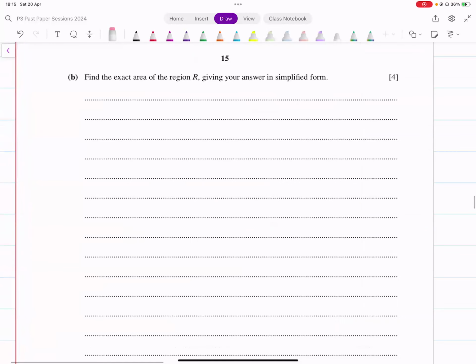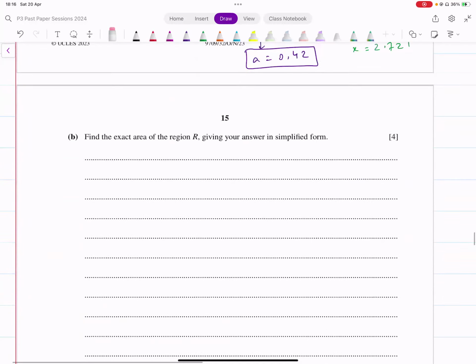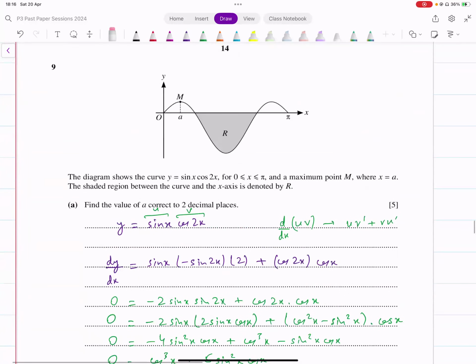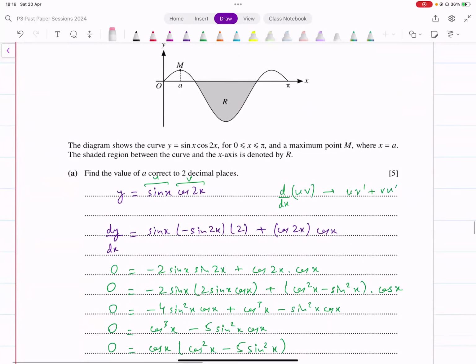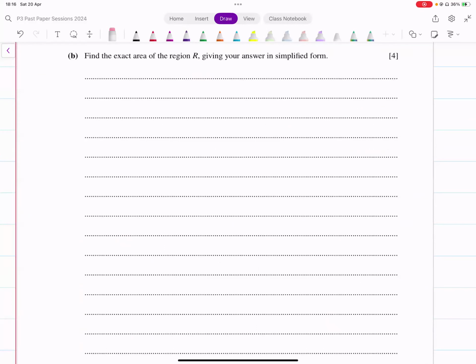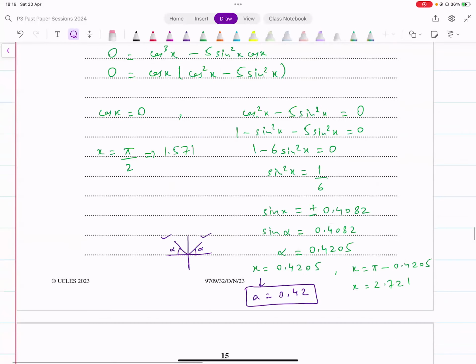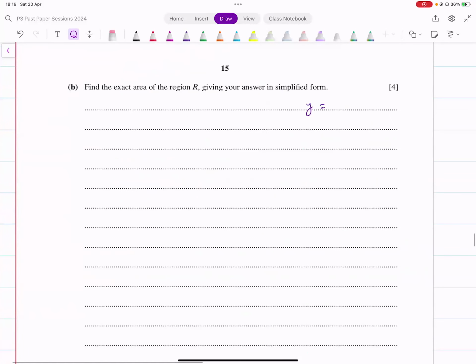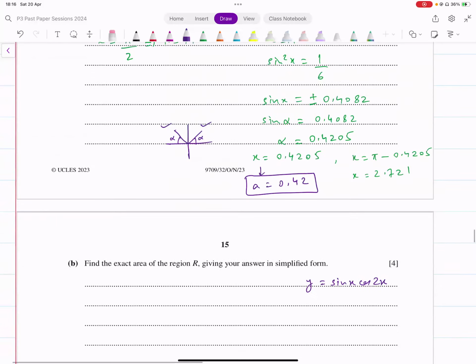Now it says find the exact area of the shaded region, giving your answer in simplified form. Okay. So how do you find this shaded region R now? So this is the shaded region. We have the function given, that's y equals sine x into cos of 2x. Let's find the shaded region. Y equals sine of x into cos of 2x. That's the function that we've got.